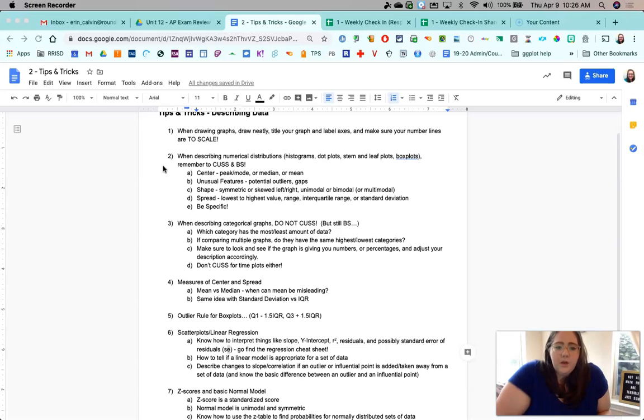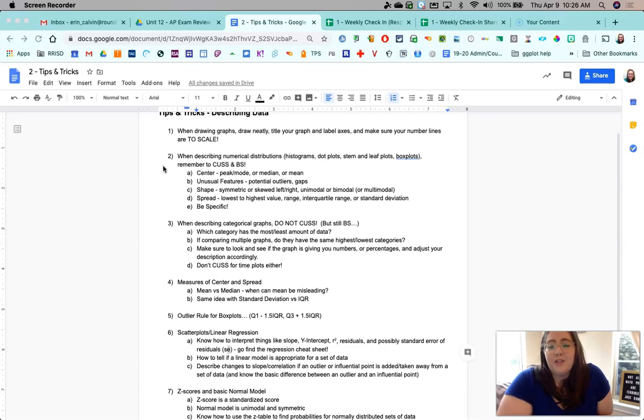Unusual features is the U, which would be, are there outliers or possible outliers, and are there any gaps or really low points in the data? Those would be things you'd want to mention. Your shape would be, is it symmetric or is it skewed to the left or to the right, or negatively skewed or positively skewed, or there's a lot of different ways you could say that.